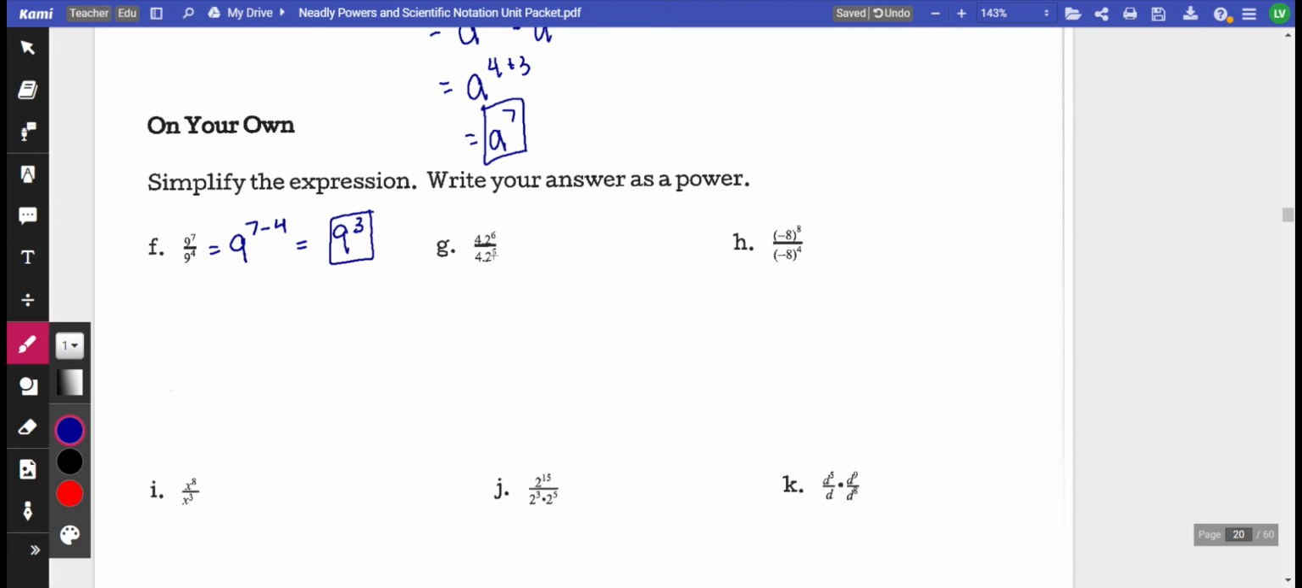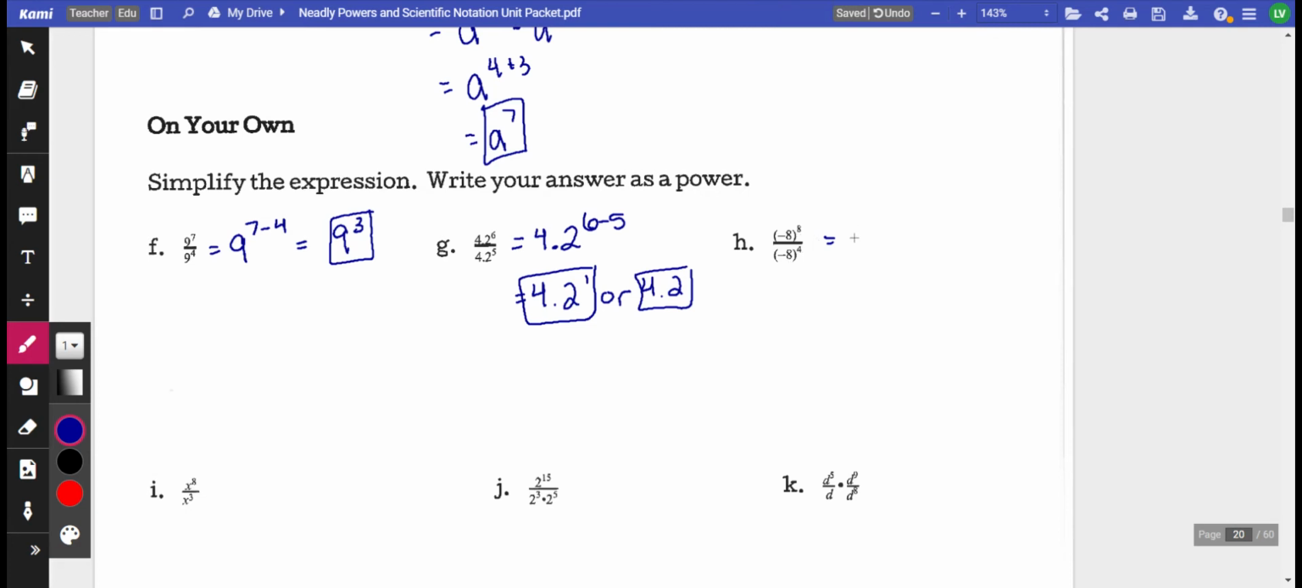Letter G, 4.2, that's my base for both of them. I'm dividing, so I'm going to subtract the exponents. So 4.2 to the 6 minus 1st power equals 4 and 2/10 to the 1st, or you could have it as just 4 and 2/10. Both are appropriate answers.